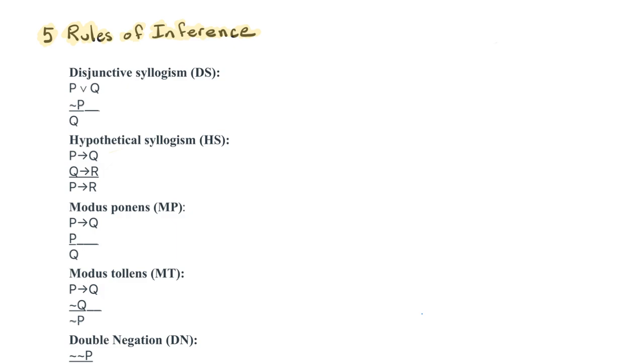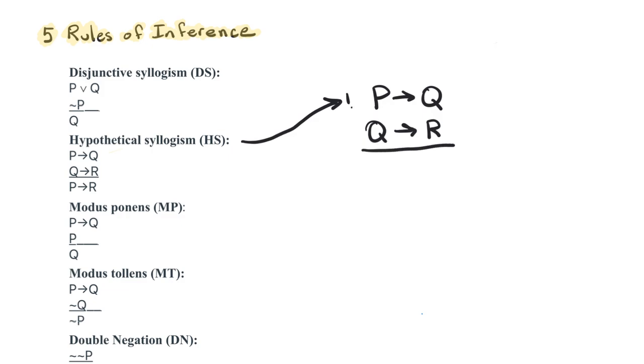Let's move on to the hypothetical syllogism, which has the form of if P then Q, if Q then R, and if both of those are true, we know that the conclusion, if P then R, is true. If we were to construct a truth table, we would see that there would be no rows of the truth table where premise 1 was true, premise 2 was true, and the conclusion false.